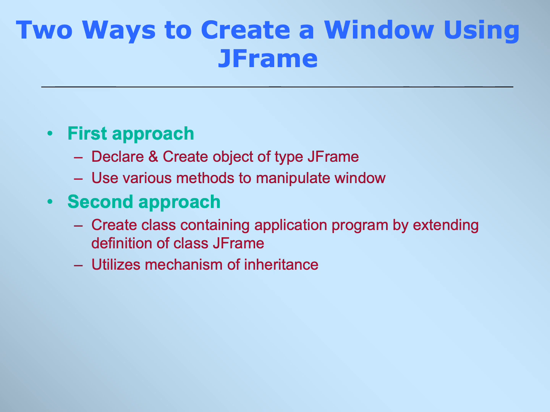There are two ways to create a window using JFrame. In the first approach, we need to declare and create an object of type JFrame, and then use various methods to manipulate the window. The second approach is by creating a class containing the application program by extending the definition of class JFrame. It utilizes the mechanism of inheritance. We are going to look into examples using both approaches.